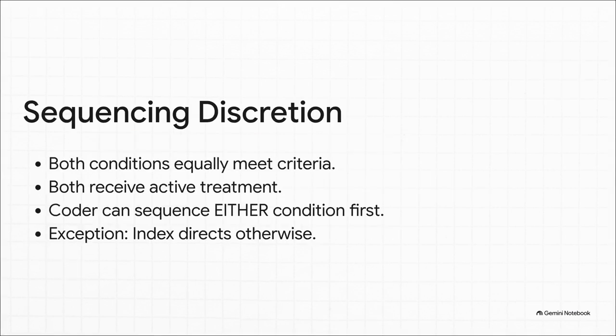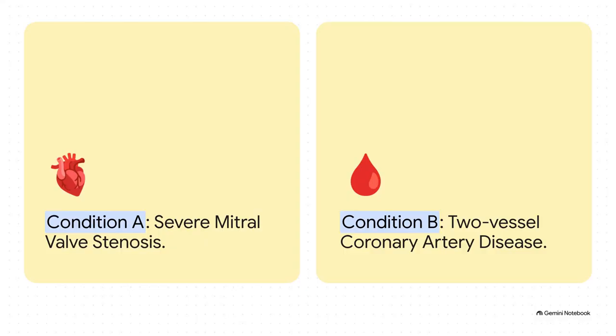This is where your power as a coder really kicks in, guided by Sections 2A and 2B. As long as both conditions equally meet the criteria for admission and both receive active therapeutic treatment or diagnostic monitoring during the stay, you have absolute sequencing discretion. You can sequence either condition first. The only time you can't do this is if a specific rule in the alphabetic index or tabular list explicitly tells you otherwise. Let's put this into perspective with a real-world example.